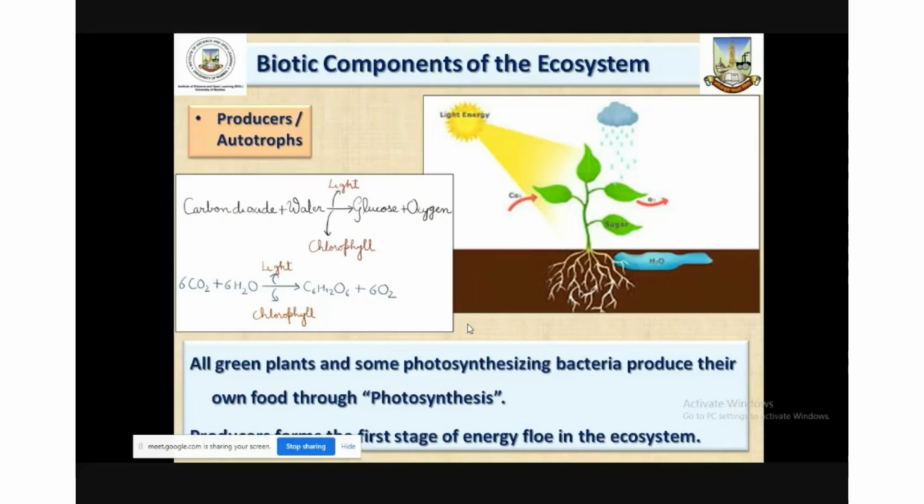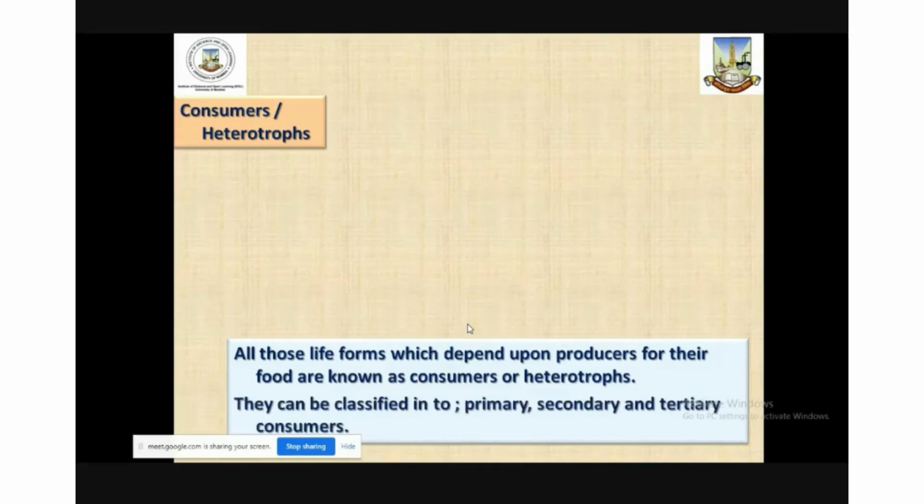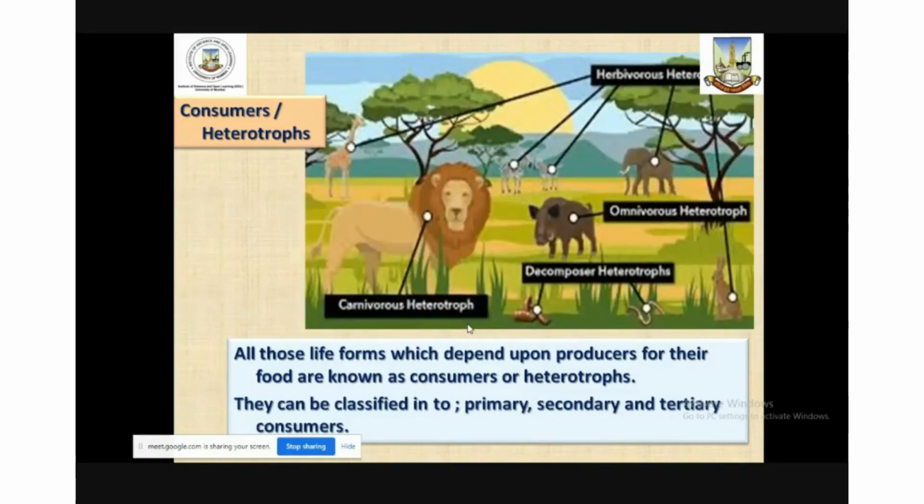They don't depend upon any other organisms for the food they require. Consumers or heterotrophs. Hetero means others, troph means feeder. So heterotrophs means the organisms which are fed by other organisms. So these are the organisms which depend upon other organisms directly or indirectly for their food, and therefore they are called heterotrophs or consumers. So these consumers can be classified into a number of groups: primary consumers, secondary consumers, and tertiary consumers.